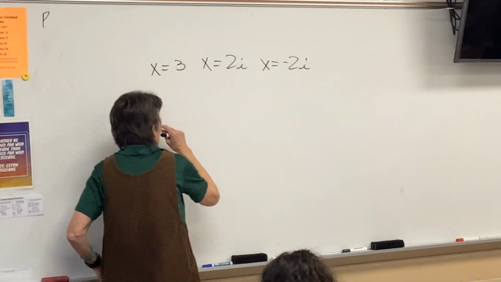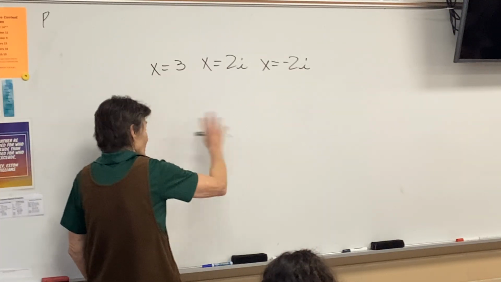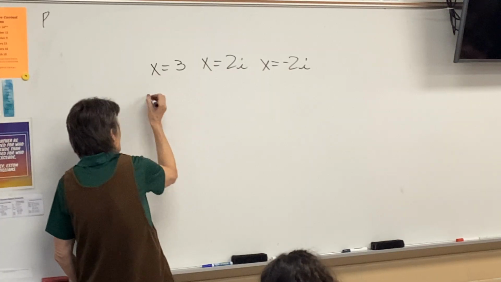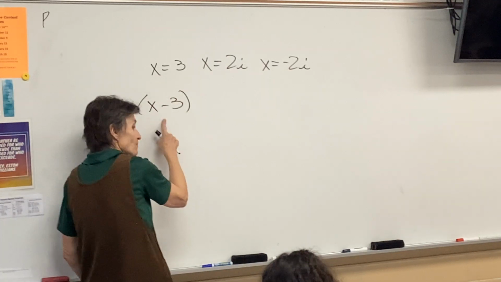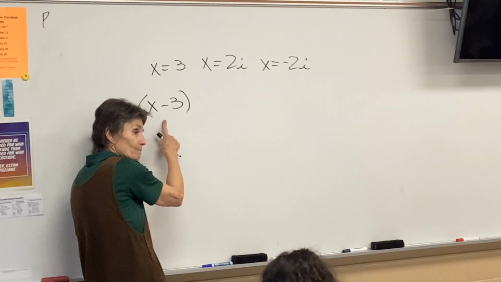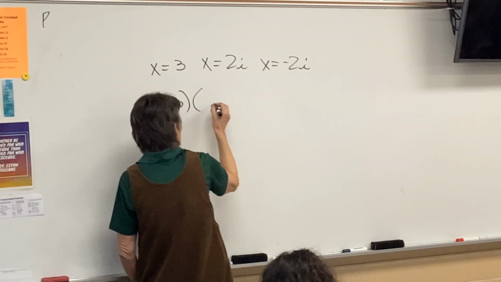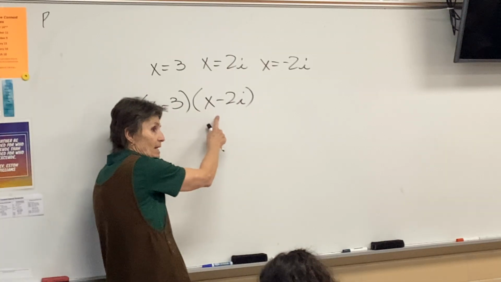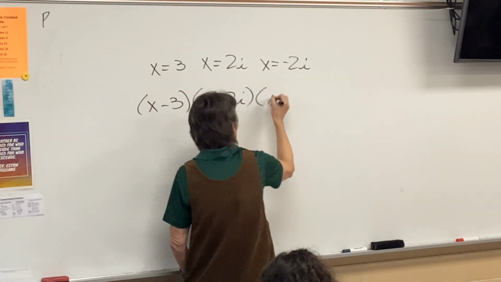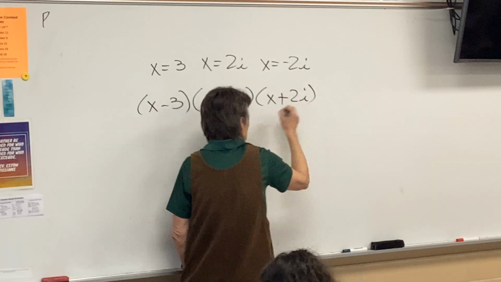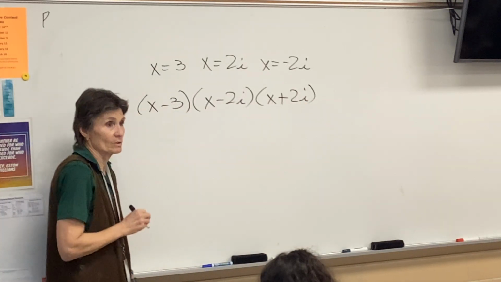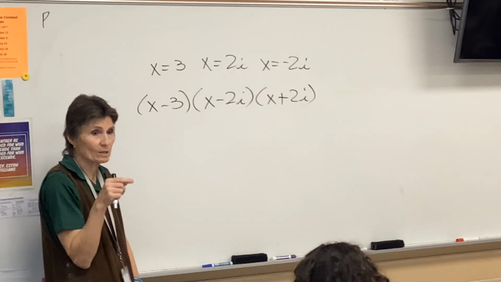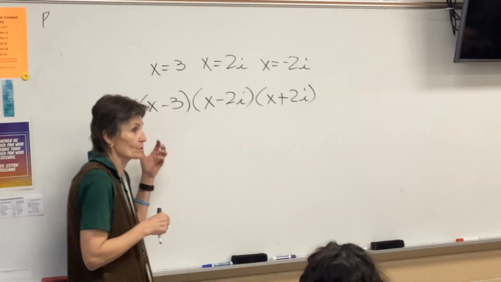Now, I need to build the polynomial. So this root would come from this factor. Agreed? That root would come from, if I made a factor, it would come from that. That would say x equals 2i. And x plus 2i would say x equals negative 2i. Think about solving the equation, setting the factors equal to 0, working backwards.